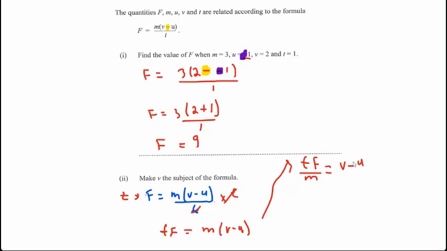So now all that's left to be moved is the take away u. So if you're subtracting something, to get rid of it, you add it back. So we will add u to both sides. So we have t times f over m plus u, and that will be equal to v. Because if we add a u to this side, it will cancel each other out. So our final answer is t times f over m plus u, and that is equal to v.